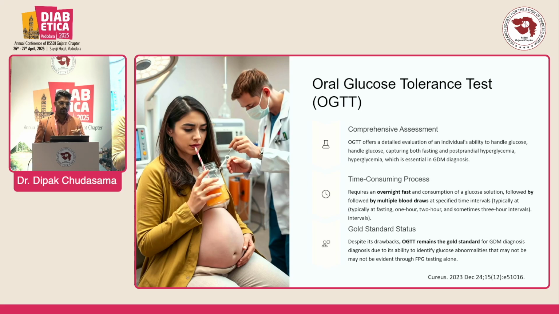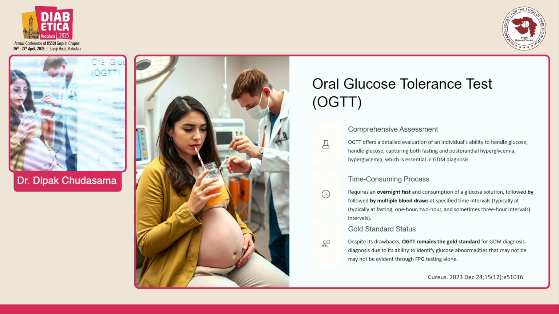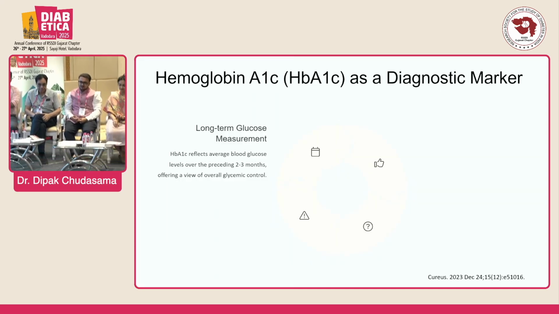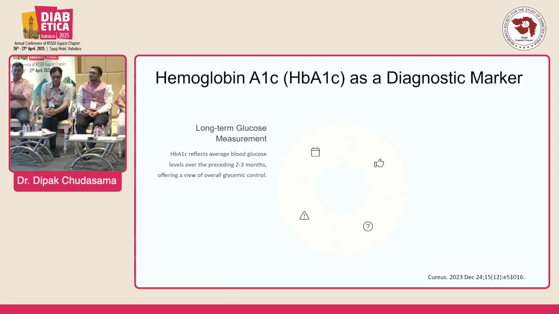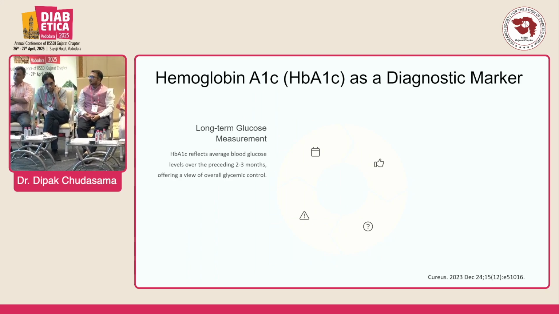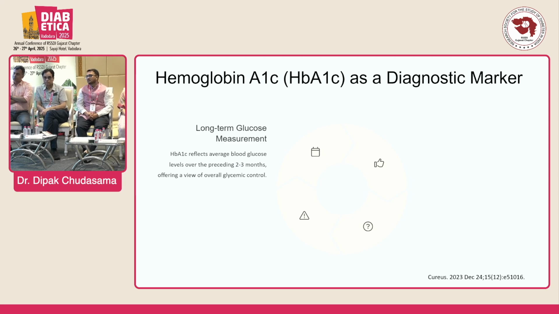Gold standard status: despite the drawbacks, the oral glucose tolerance test is the gold standard in GDM diagnosis due to its ability to identify glucose abnormality that may not be evident through the fasting test as well. For long-term glucose measurement, HbA1c is good. HbA1c reflects average blood glucose level over the preceding 2 to 3 months, offering a view of overall glycemic control, but it may not be reliable in pregnancy because of hemodilution.